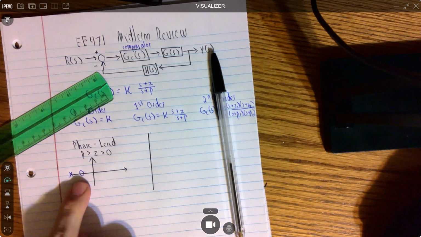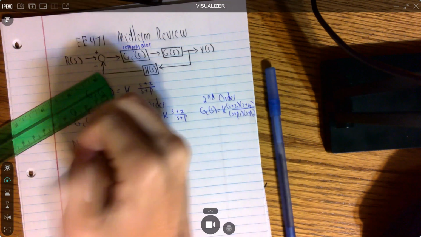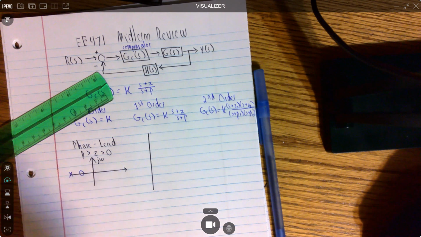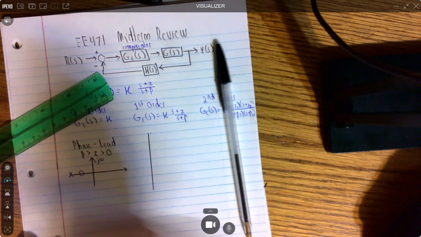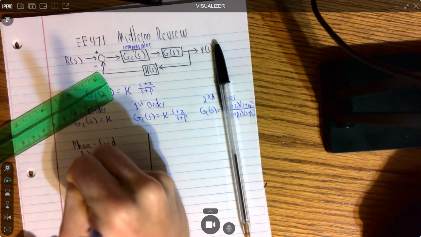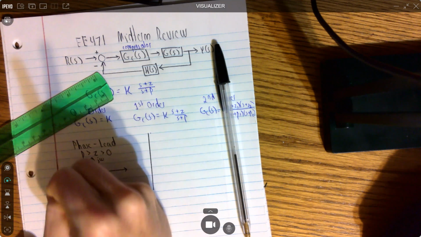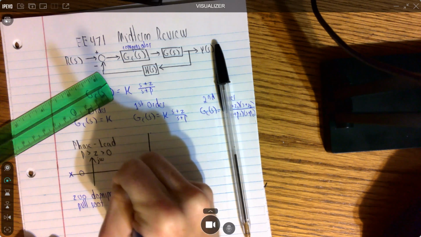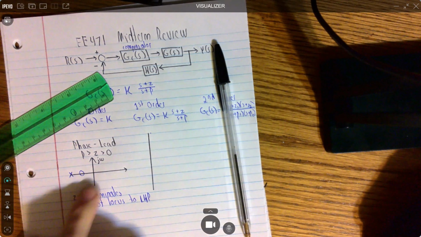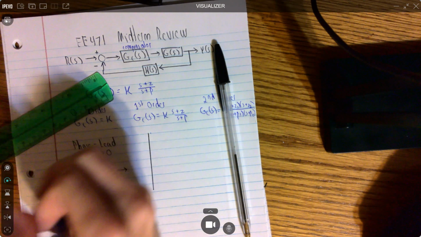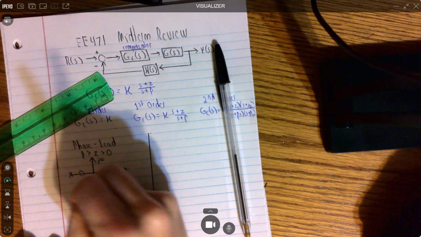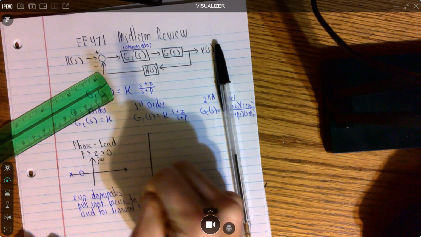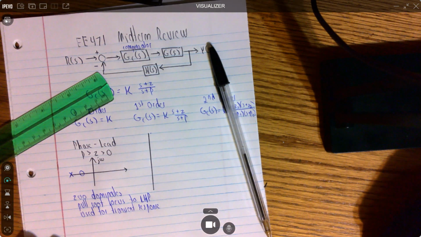So notice that the zero is closer to the j omega axis here. And since it's closer to the j omega axis, it's going to be dominant. And so this zero is dominating. So the zero dominates since it's closer. And so it's going to pull the root locus to the left-hand plane. So that makes it stable. So we usually use phase lead because it pulls it over to the left-hand plane, makes it stable. It's used for the transient response. And when we talk about transient response, that's like rise time, settling time. It makes the system faster.